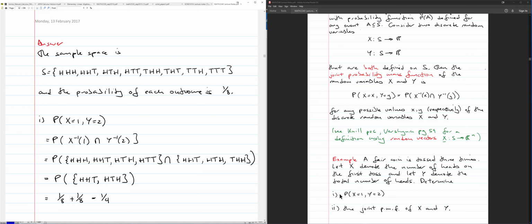What I mean by occurring at the same time is this. The problem is asking for the probability that the random variable big X is equal to 1 and the random variable big Y is equal to 2. You want to read this comma as the probability that big X is equal to 1 and Y is equal to 2, so both are occurring simultaneously.